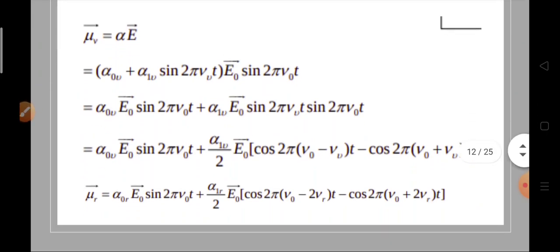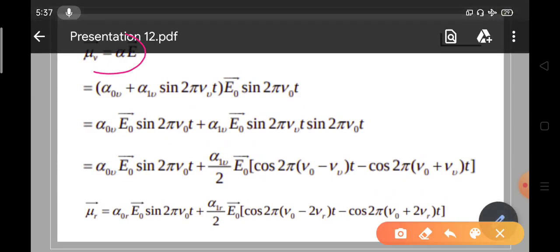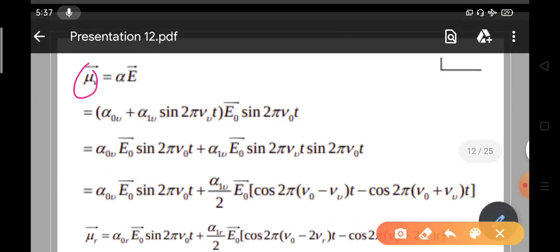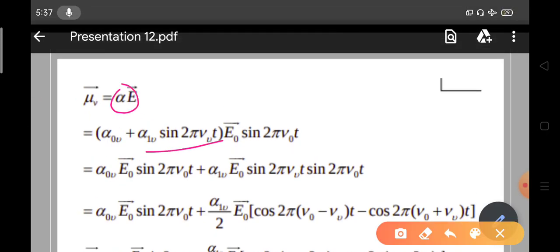How is it so? Let's look at the vibration first. Suppose the molecule is vibrating, so mu v, the induced dipole moment due to the vibration, is alpha into E, where alpha is the polarizability changing due to its vibration. So you simply calculate it. The alpha will be in the form of alpha naught v, that is, the equilibrium position of the molecule, plus a little perturbation term, alpha 1 v sine 2 pi nu v t, into E naught sine 2 pi nu naught t.